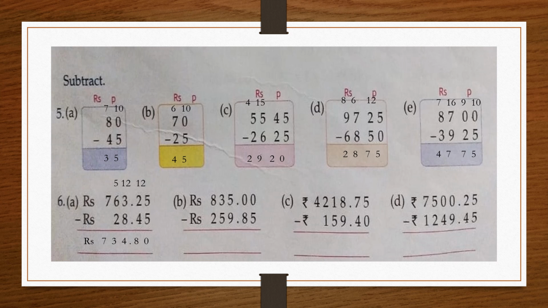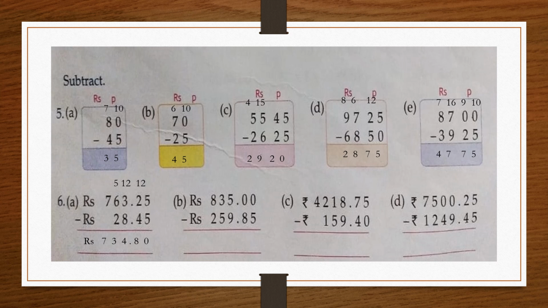Now 2 will take 1 from 3. So it will become 12. And 12 minus 4 is 8. Now 3 is reduced to 2. And from 2 you cannot subtract 8. So again it will borrow 1 from here. So it will become 12. 12 minus 8 is 4. And 6 is reduced to 5. And 5 minus 2 is 3. And there is no number below 7. So 7 will come down as it is. So the answer is 734 rupees 80 paisa.